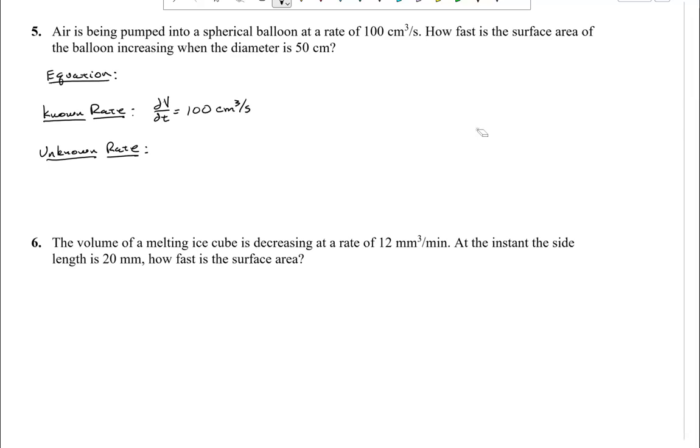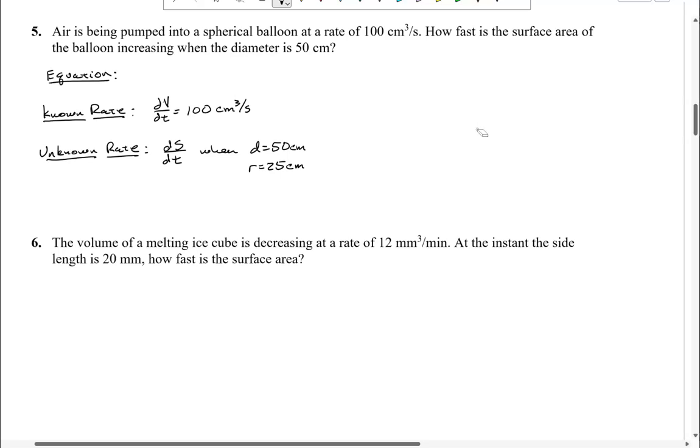The unknown rate is the rate at which the surface area of the balloon is increasing. So that's going to be dS/dt, where S is the surface area, when the diameter is 50 centimeters, which means the radius will be 25 centimeters. Now you'll notice here that we're dealing with both volume and surface area of a sphere. The equation for the volume of a sphere is V equals 4/3 pi r cubed. So here we have an equation that's giving us a relationship between the volume of the sphere and its radius. But you'll notice there's nothing on surface area here.